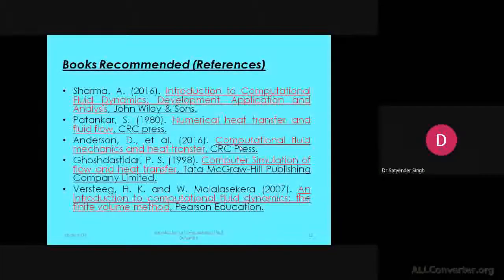There are some recommended books. I generally prefer the book by Professor Atul Sharma, and the title of the book is Introduction to Computational Fluid Dynamics: Development, Application, and Analysis. Those who are interested in the development of their own codes for their physical problems, I must recommend this book for them.